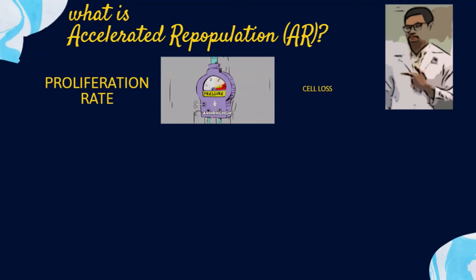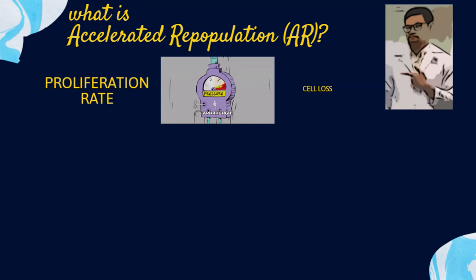First, I want to share what accelerated repopulation is. When a tumor cell is irradiated with radiation, the rate of its growth is accelerated. This is because the proliferation rate far exceeds that of the tumor cell loss due to radiation.